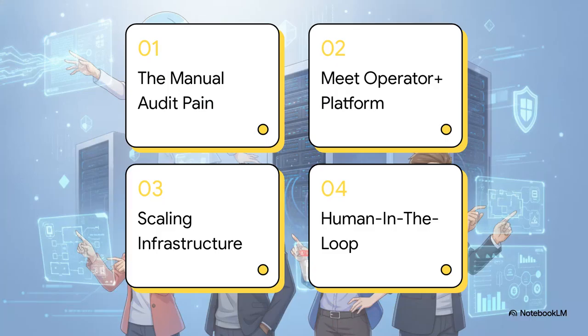Here is exactly how we'll break this down today. Number 1, the manual audit pane. Number 2, meet the Operator Plus platform. Number 3, scaling across your infrastructure. And finally, number 4, human-in-the-loop governance.